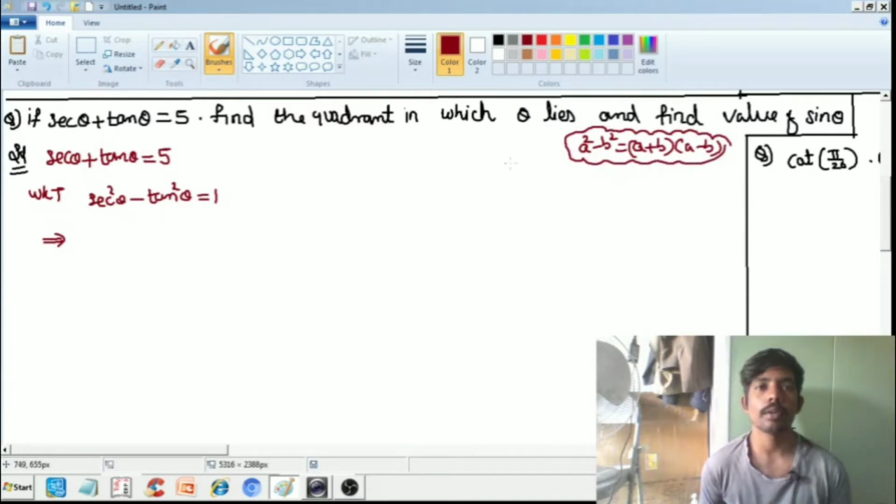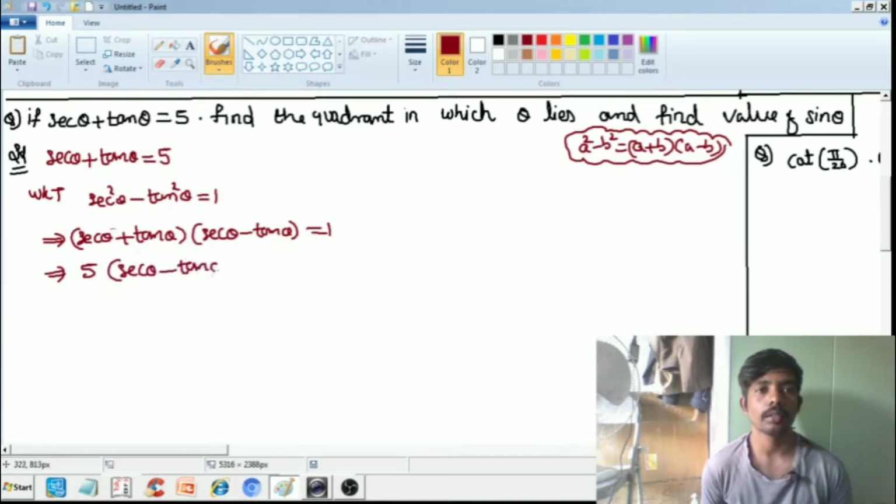So I am applying this formula here. A square minus b square can be written as secant theta plus tan theta into secant theta minus tan theta is equal to 1. From the given, we know secant theta plus tan theta is equal to 5. Substitute 5 here: 5 times secant theta minus tan theta is equal to 1. Here secant theta minus tan theta is equal to 1 by 5.